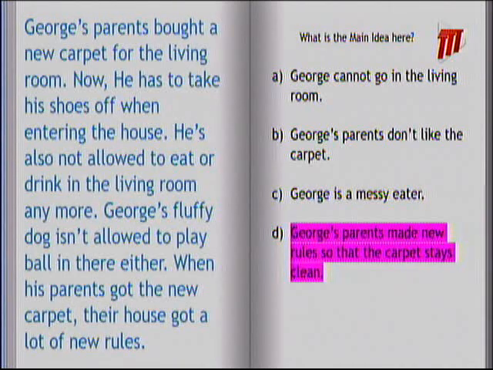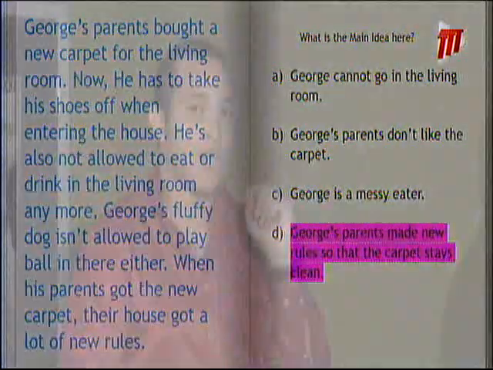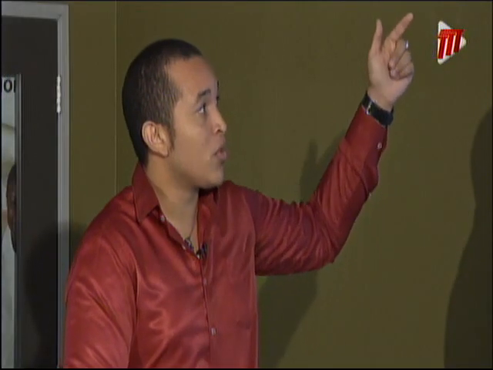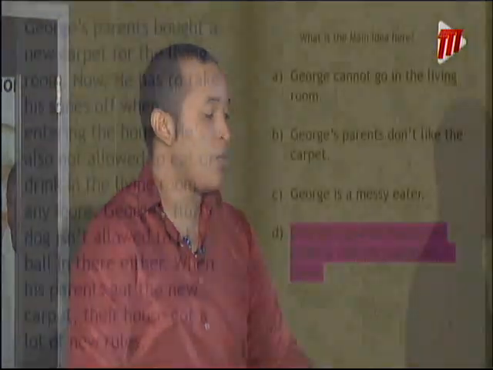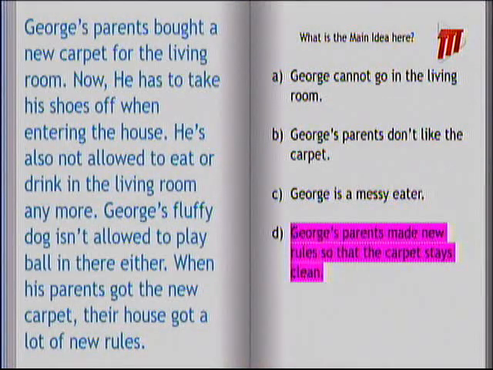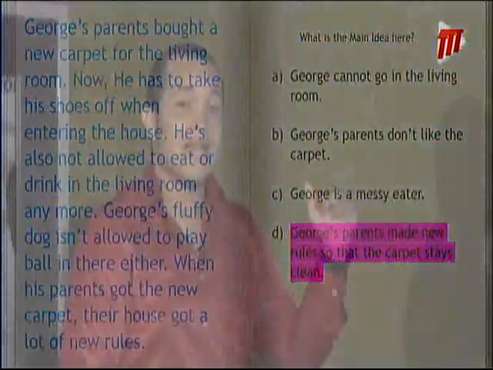George's parents made new rules. So in this case, as I mentioned before, I told you all to keep something in your mind. The main idea was not in fact the first line of this paragraph. It was actually found closer to the end, right? But everything in this paragraph sought to tell you the main idea, which is that the house has a whole bunch of new rules. So that's the next thing we're going to do together. We're going to get the supporting details of this paragraph and see if they stick to that main idea well.